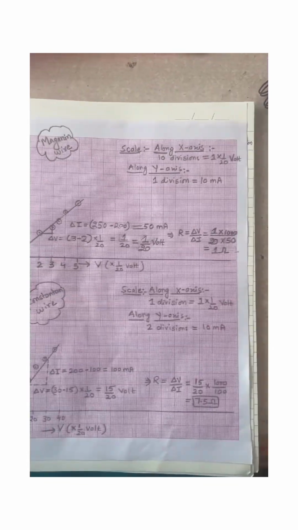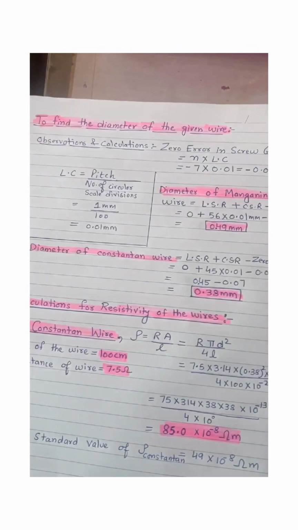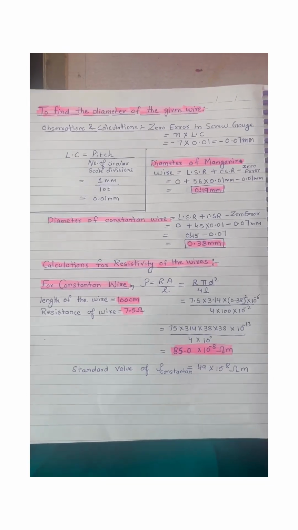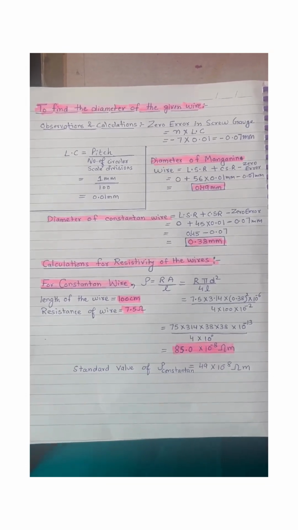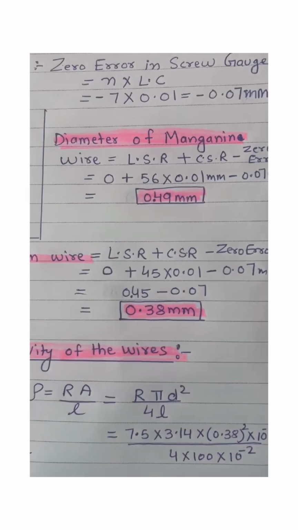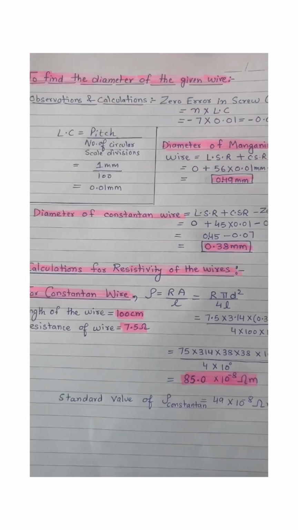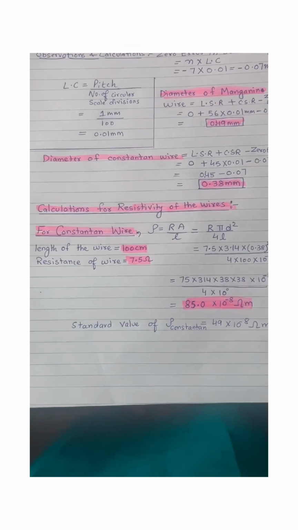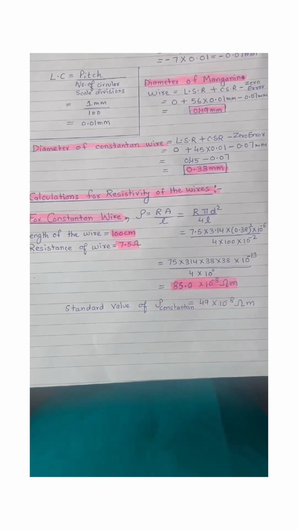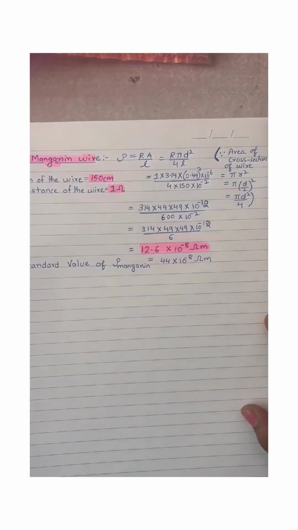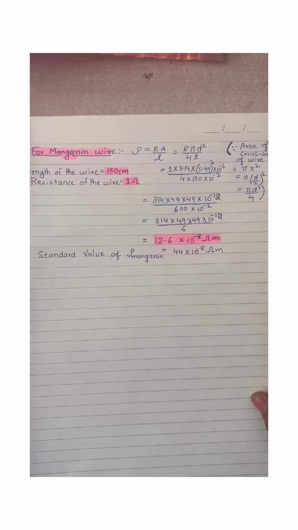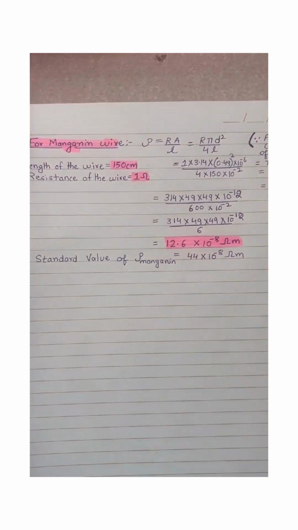For manganin wire it is 1 ohm and for constantan wire it is 7.5 ohm. Then the readings taken from the screw gauge will be used to calculate the diameter of the two wires. For manganin wire it is 0.49 millimeter, for constantan wire it is 0.38 millimeter. Now all the values will be substituted in the formula of resistivity, and the resistivity of the constantan wire and the manganin wire can be calculated theoretically as shown in the result. Thank you.